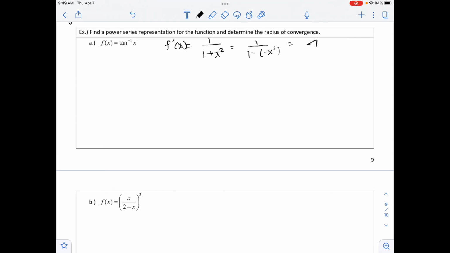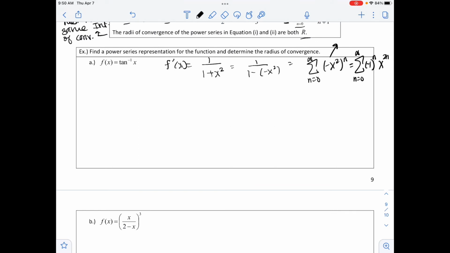which will be equal to the sum from n equals 0 to infinity of negative x squared to the nth power. Or we can rewrite this as the sum from n equals 0 to infinity of negative 1 to the nth power times x to the 2n power. And so for this, our radius of convergence would be the absolute value of negative x squared has to be less than 1, or that the absolute value of x would be less than 1, taking that negative 1 out and also square rooting both sides. So our radius of convergence would be equal to 1.